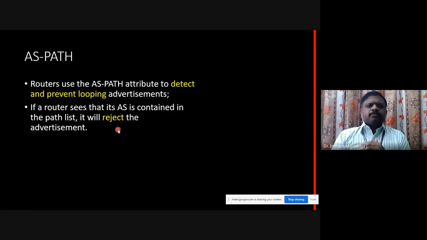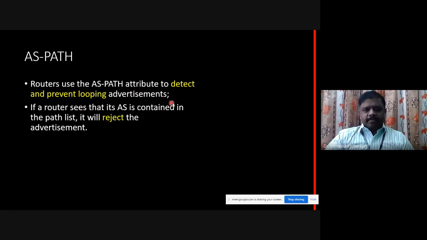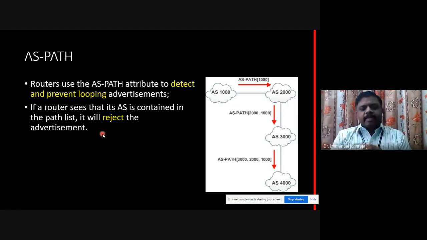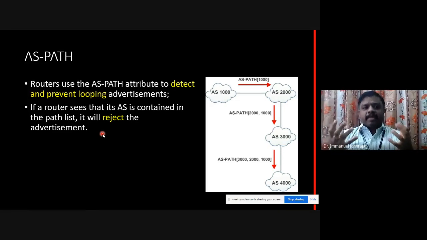All right. What is an autonomous system path? In short, it is AS path. Routers use the autonomous system path attribute to detect and prevent looping advertisements. I'll explain to you with an example. If a router sees that its autonomous system is contained in the path list, it will reject the advertisement. All right, I'll explain this with an example. This is the topology I have again taken from the internet, but that gives the clear picture of what the AS path attribute is, right?